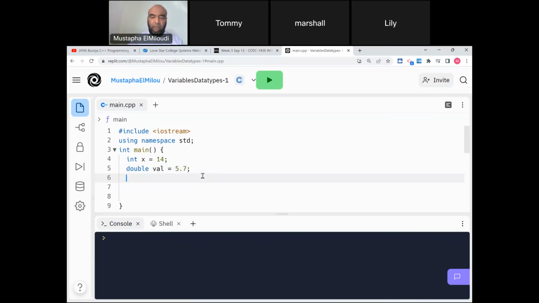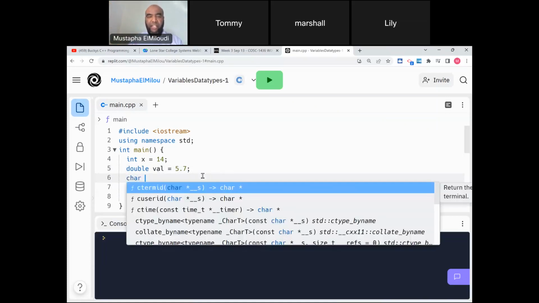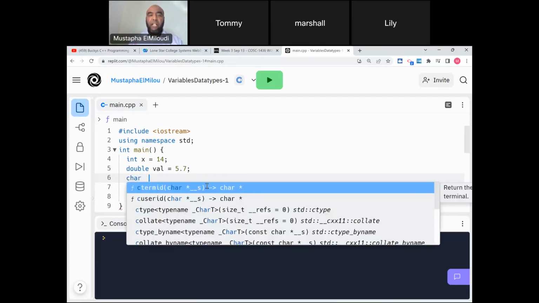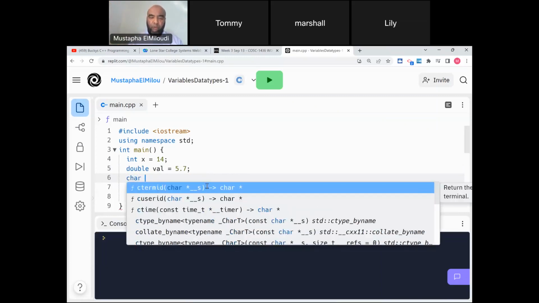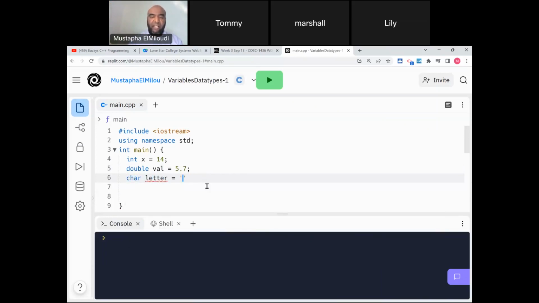Integer, double, and then also we have char, or character. It accepts only one single character. For example, I may declare a variable called letter, and I'm going to assign it only one letter. That letter could be a space, as long as it is one. Anything from the keyboard is pretty much a character. I can put a question mark. That's a character. Or the letter A. Okay? So that's an example of a char.